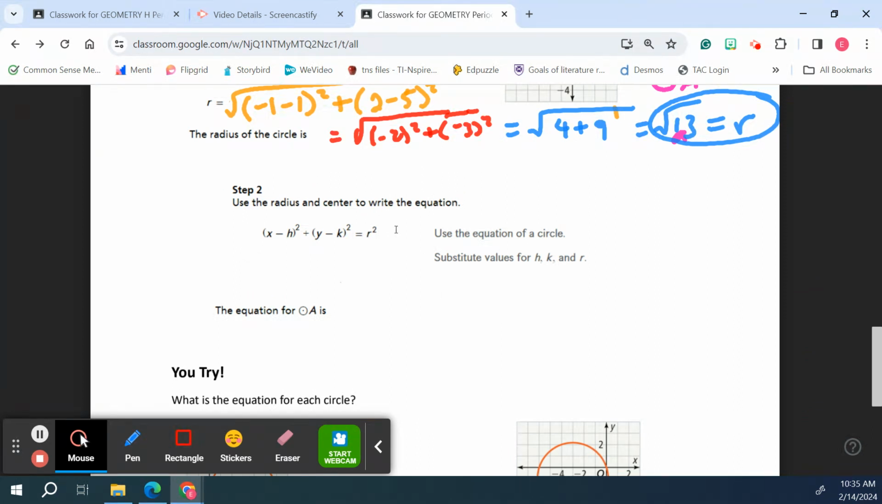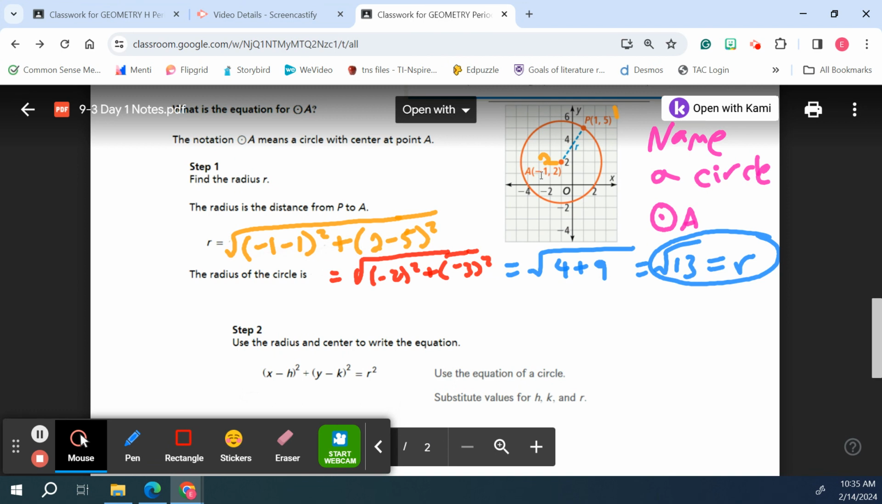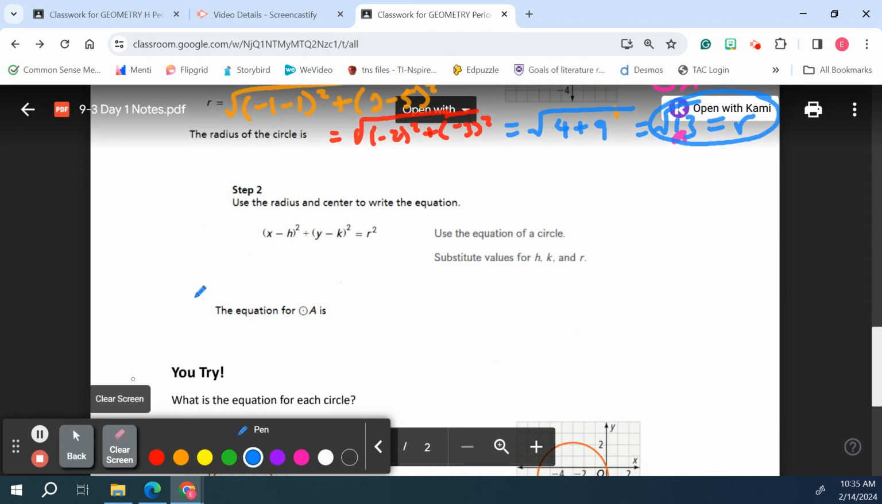All right, so step 2. Use the radius and center to find the equation. So the center is given to us, it's -1, 2. So when I write this in, this is going to be x minus a -2 quantity squared plus y minus, let's see, it looks like we got a +2 there, 2 squared equals, now I'm taking the square root of 13 squared, which means I'm just going to be left with what here?